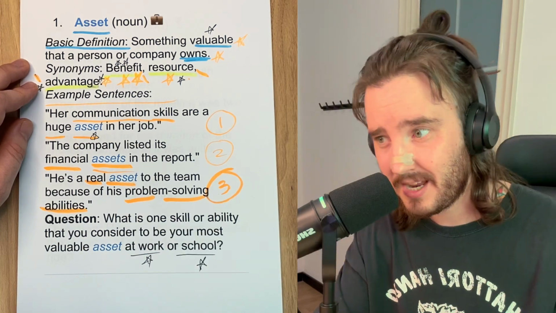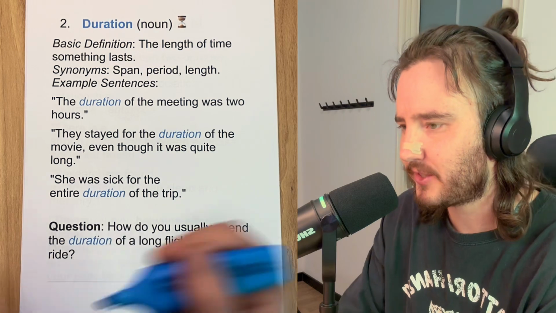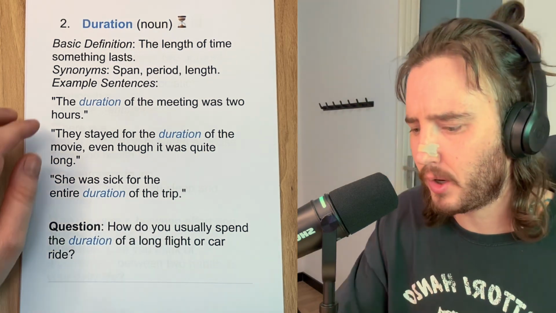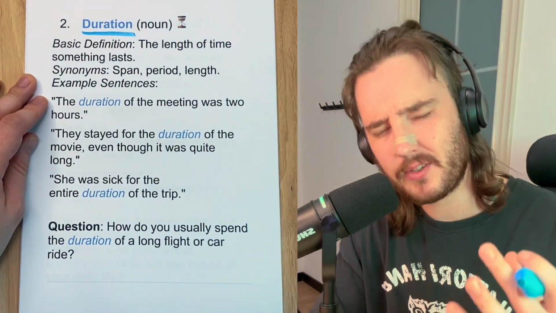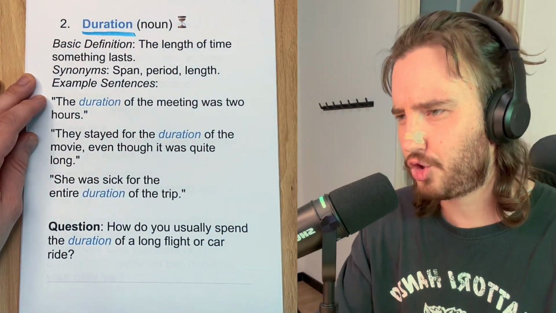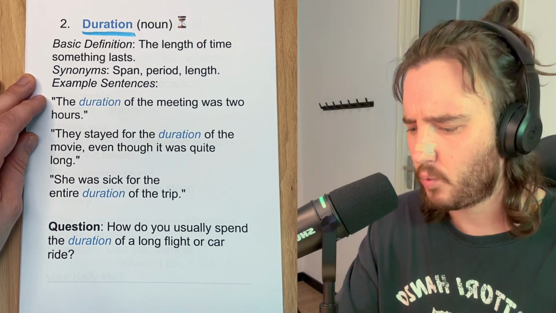Okay, let's move on to word number 2. Our next advanced vocabulary word to master today is duration. You can say that with me. Duration. Duration. What does that mean?